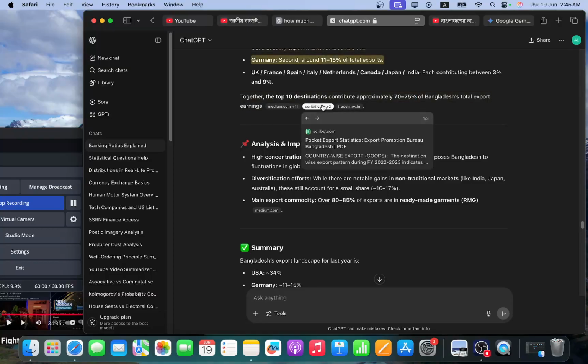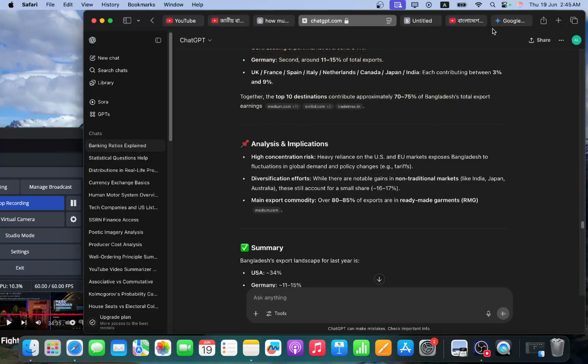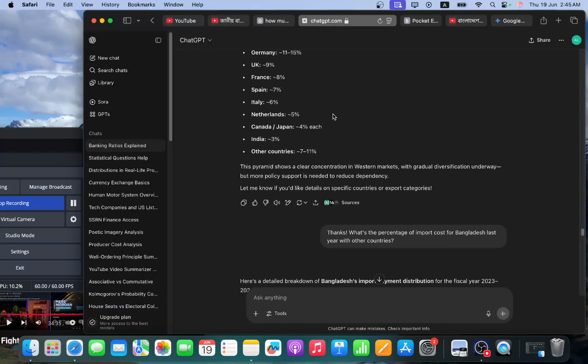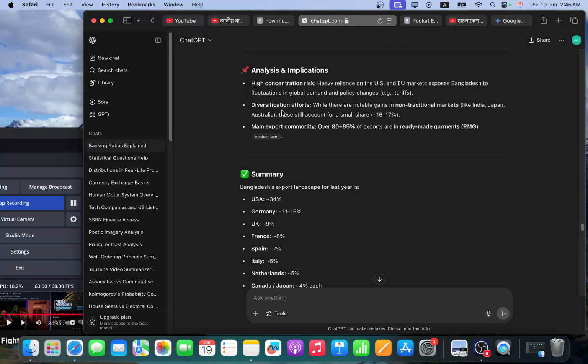Right, medium. So let's check this one. Okay, and then we have analysis and implication: high concentration risk. There is a concentration risk, heavy reliance on US and UK markets exposes Bangladesh to fluctuations in global demand and policy changes, e.g. tariffs. Diversification efforts: while there are notable gains in non-traditional markets, India, Japan, Australia, they're still small.